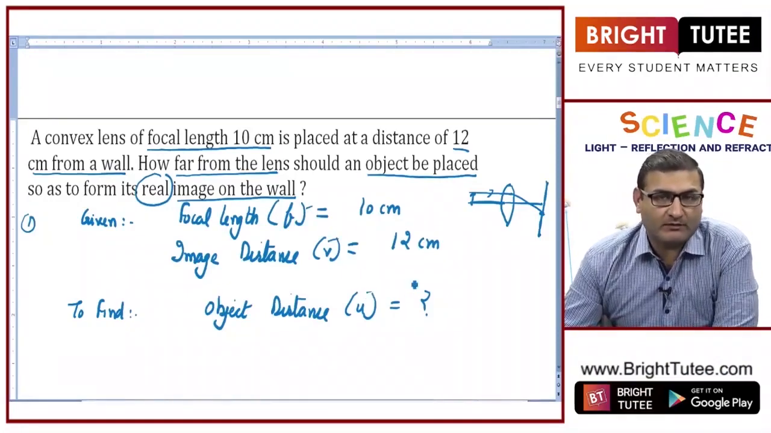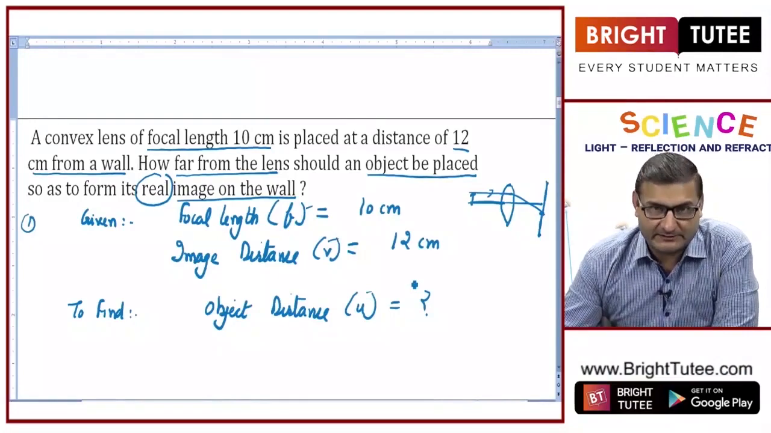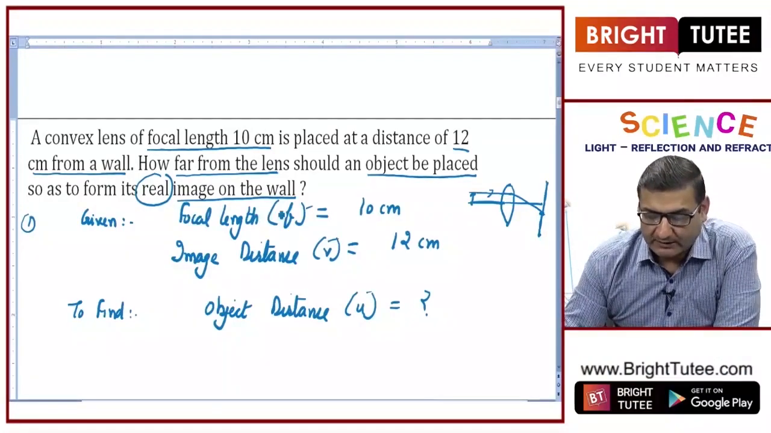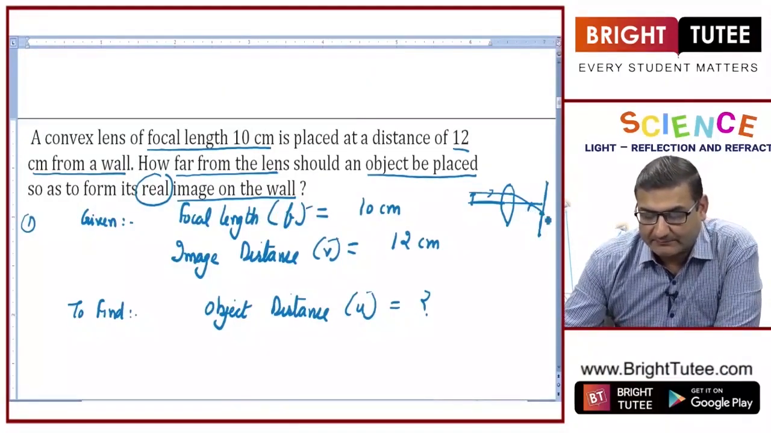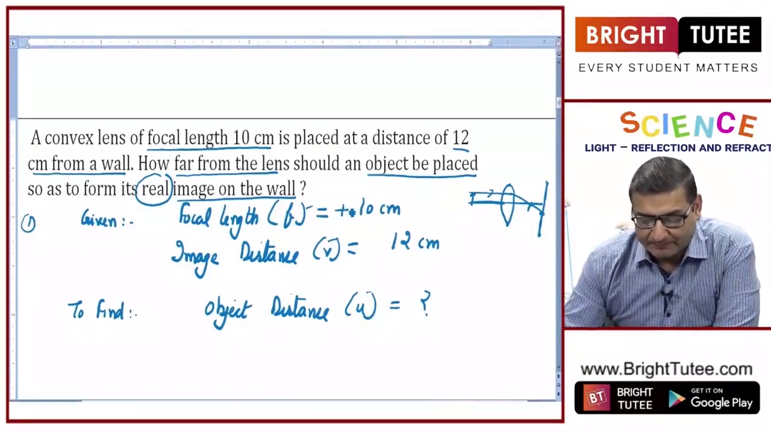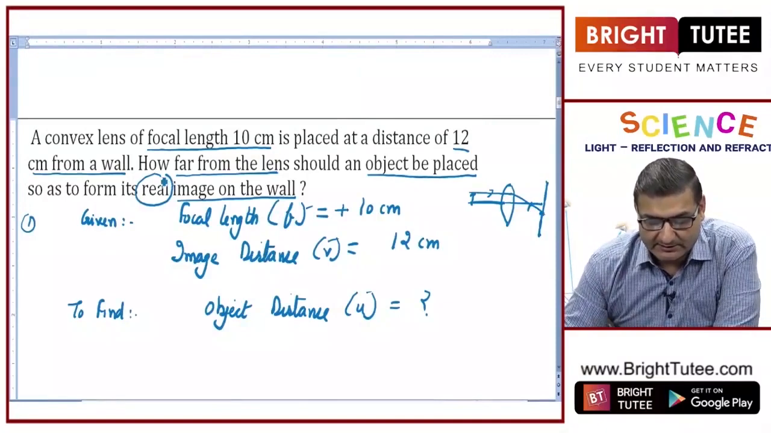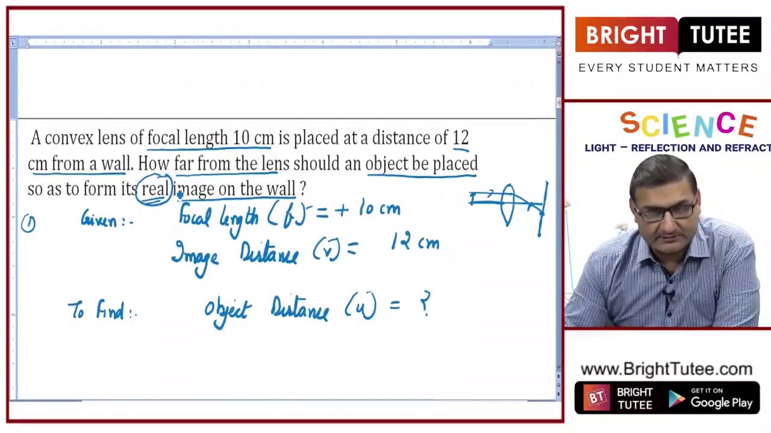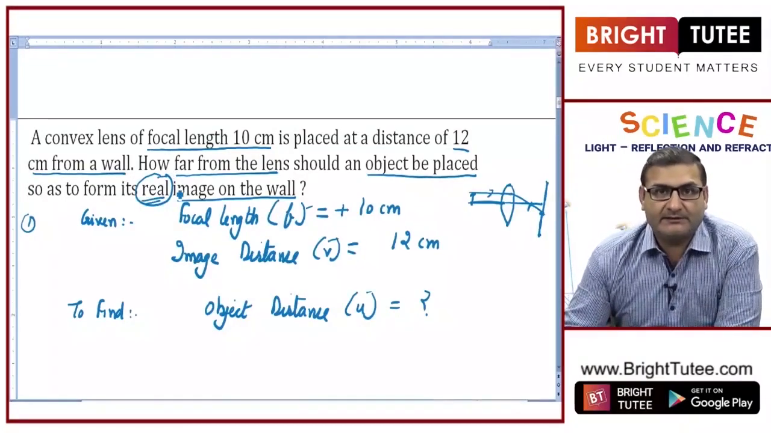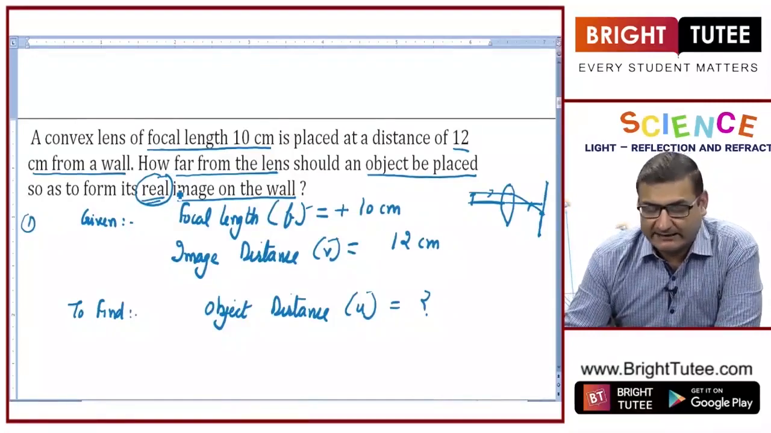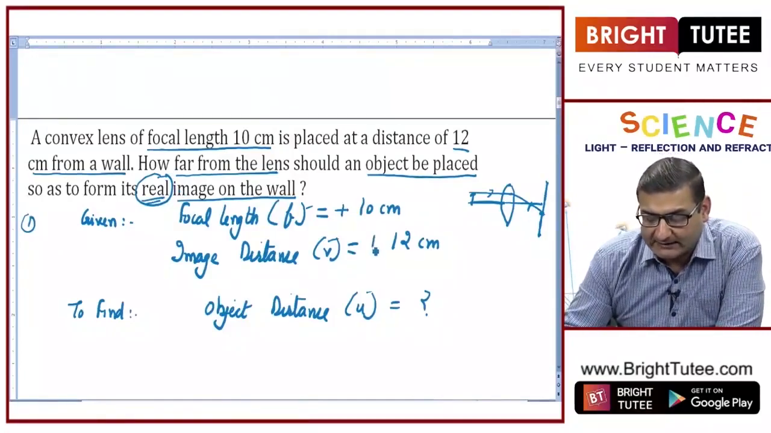Before using the formula, we need to see the sign conventions. The focal length of a convex lens is behind, so we will take it to be positive as per the New Cartesian system. The image distance, because it is a real image, this is important students, because it is a real image, we are taking it behind the lens. That is why we are putting up this positive sign.